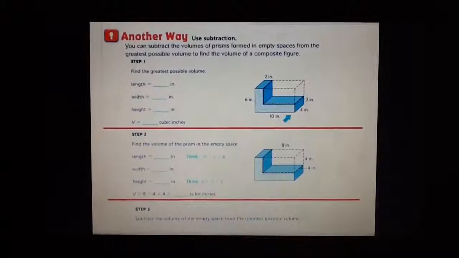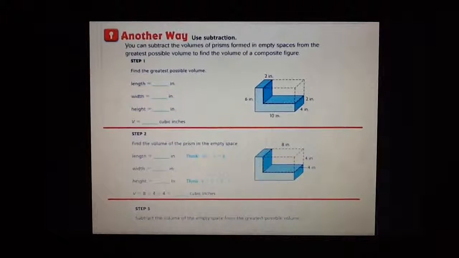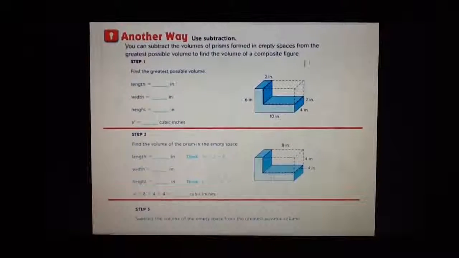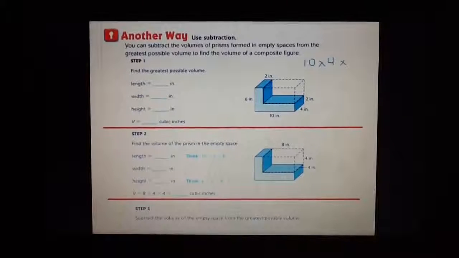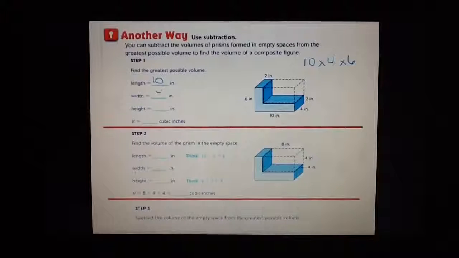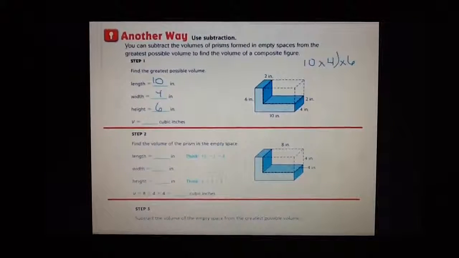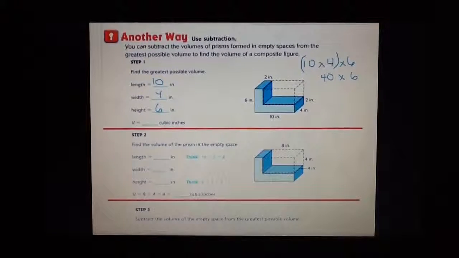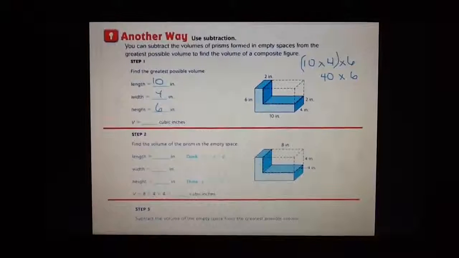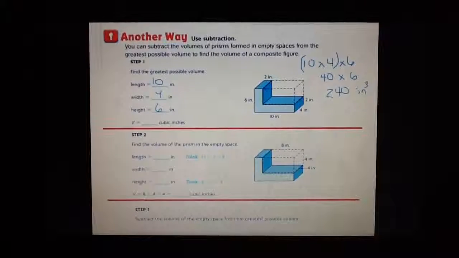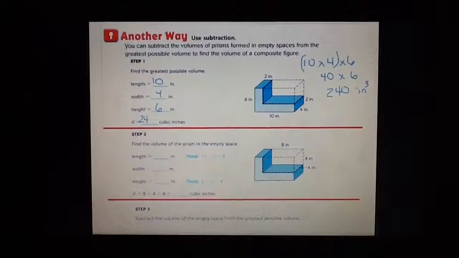So imagine this is one gigantic rectangular prism completely filled in its entirety. So we would have length times width times height. So that would be 10 times 4 times 6. Our length is 10 inches, our width is 4 inches, and our height is 6 inches. Well, we know 10 times 4 is 40, and we would do 40 times 6, and this would give me a volume of 240 cubic inches. All right, so I'm going to write 240 right there.